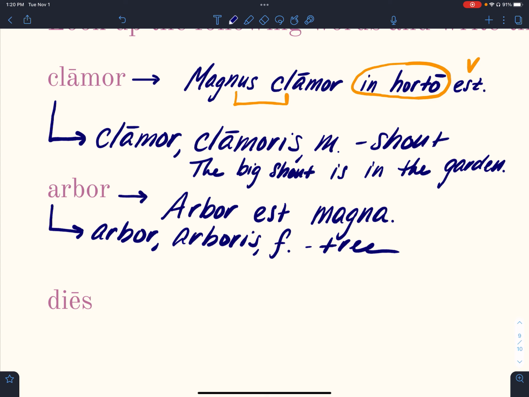Okay, who'd like to translate that? Arbor est magna. The tree is big. The tree is big, yep. Okay. Last but not least, dies. It's kind of a weird word, but we're going to figure out the gender based on what's surrounding it.